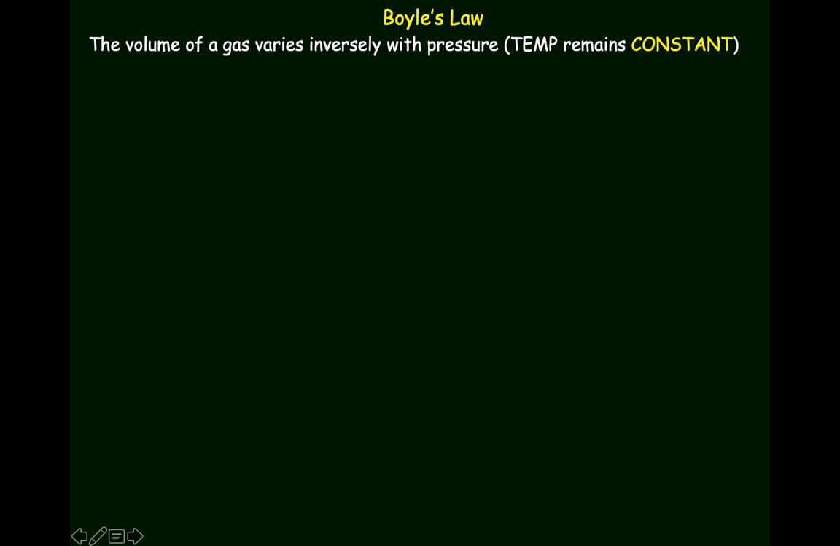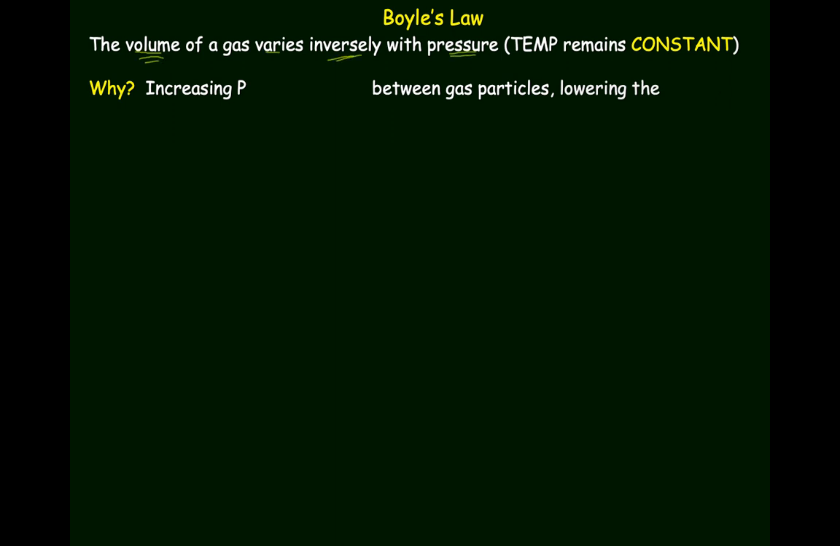So think about playing around with the volume and the pressure of a balloon in a lab room, or in a room where you're just at a constant temperature. All right, so we're going to assume that the temperature is constant in this case. So let's just think about this a little bit. We're going to find out that the volume of a gas, the space that the gas takes up, varies inversely with pressure. Which means as one goes up, the other goes down. As one goes down, the other one goes up.